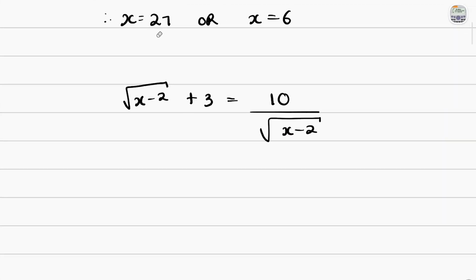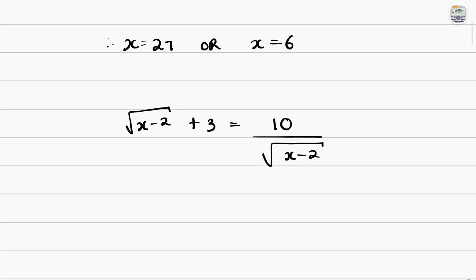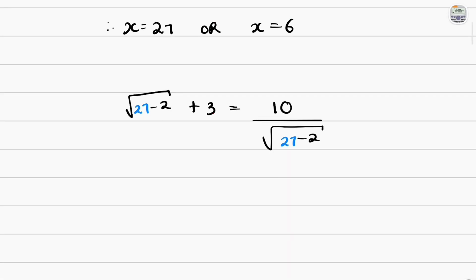If we substitute 27 in place of x, let's see what we get. So we have 27 here and 27 here. 27 minus 2, we get 25. Square root of 25 is 5. 5 plus 3 is 8. So let's see if this right-hand side will also be equal to 8. Again, that gives us 5, and 10 divided by 5 is 2. These are not the same numbers. So we can see that x is not equal to 27. It doesn't work for that.